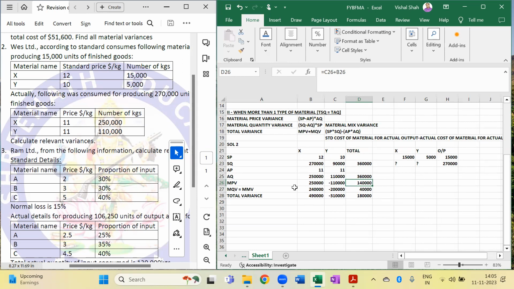So for the third sum, that is when there is more than one type of material and TSQ does not equal TAQ, we will solve it in the next video.